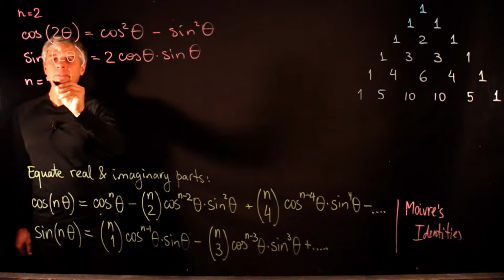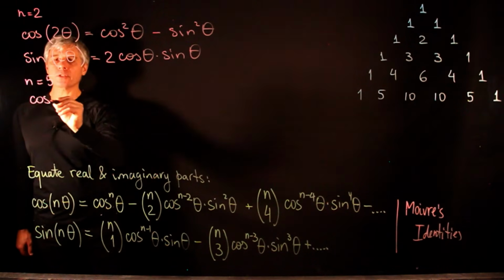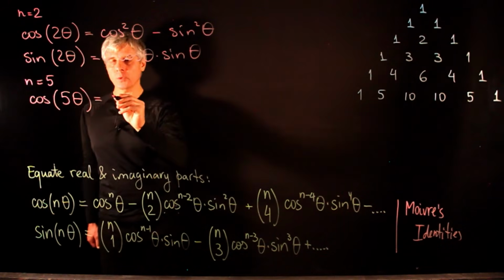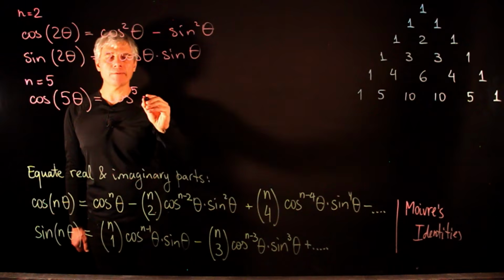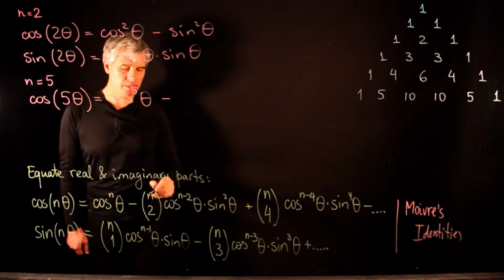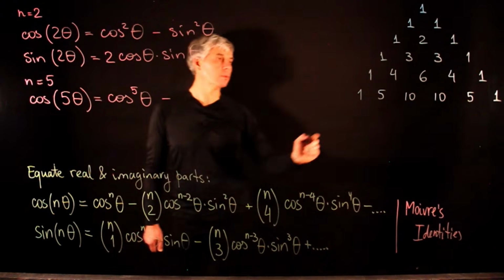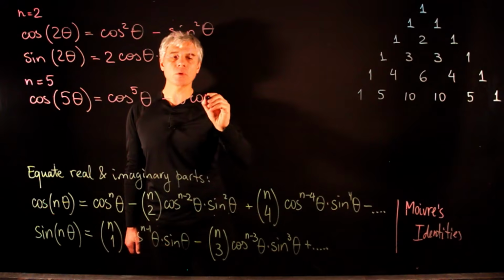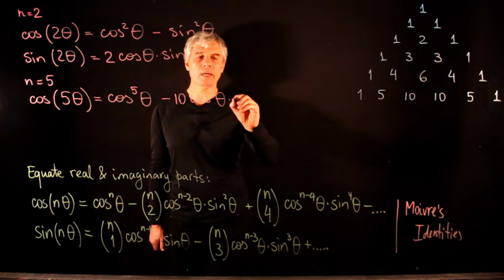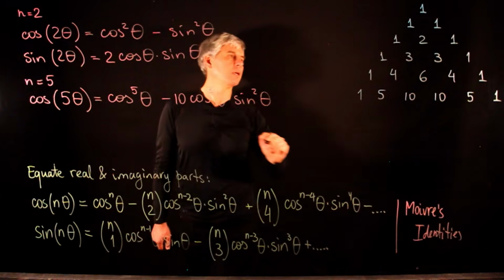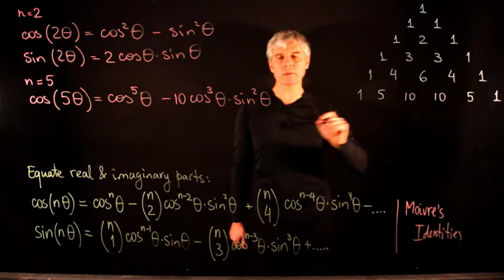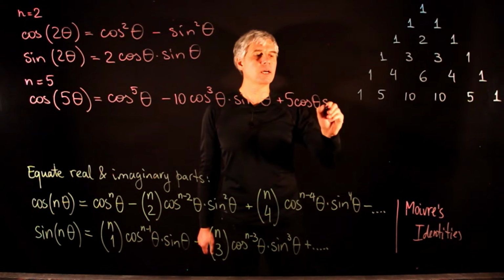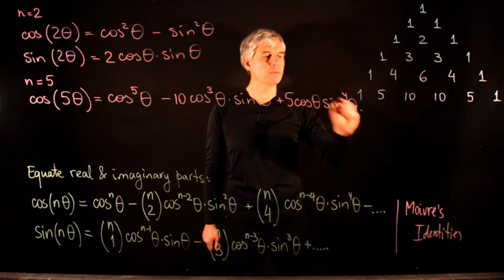And if we take n equals 5, then Moivre's formula will give us the following: cos of 5 theta is equal to cos to the power of 5 of theta minus, then we have n choose 2, or 5 choose 2, so this was the coefficient 10. We will have 10 cos cubed theta times sine squared theta. And n choose 4, so this will be 5: 5 cos theta times sine to the power of 4 theta.